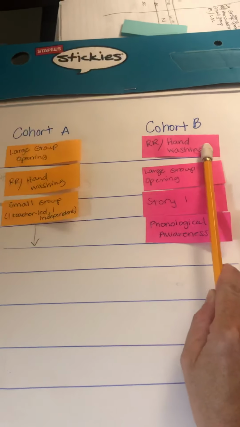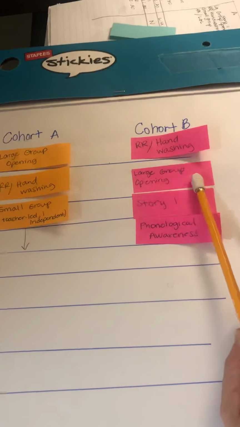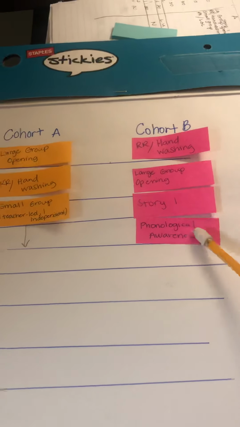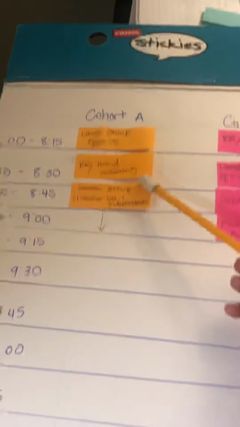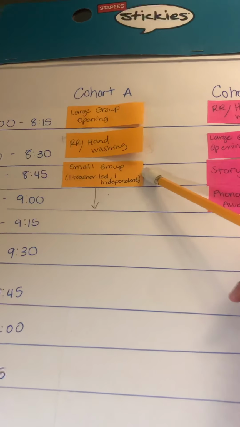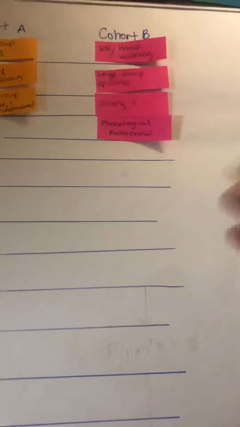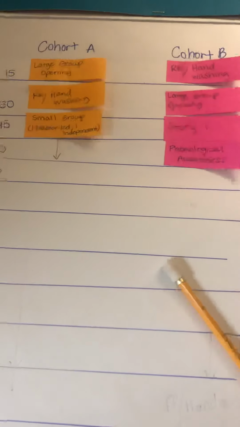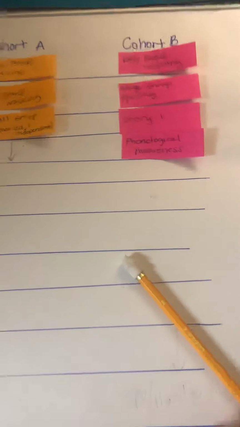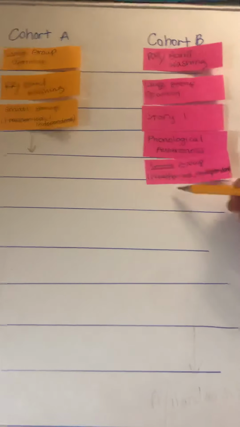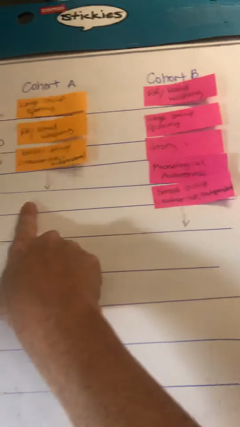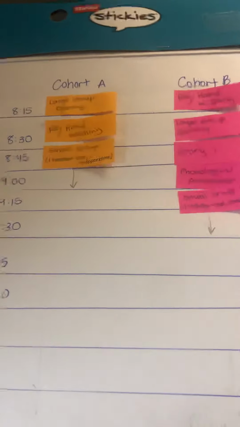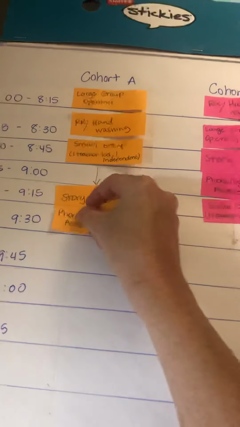So far, one group is doing large group, one group is doing restroom and hand washing, and then they switch. Then this group is going to stay on their large group rug and do story 1 and phonological awareness, and this group is going to do their teacher-led and independent activities. After this, what might come next? Maybe you're just going to swap, and have this group do small groups now for 30 minutes. And while they're doing small groups, these people can do their story 1 and phonological awareness.